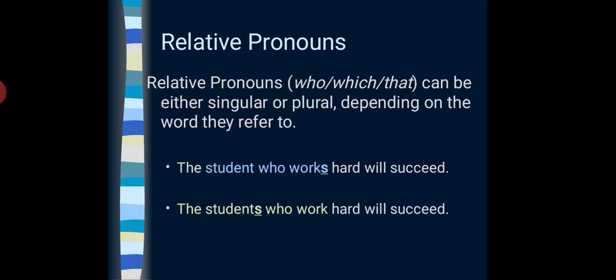Now let's see the relative pronouns. Relative pronouns who, which or that can be either singular or plural depending on the word they refer to. Like relative pronouns who, which and that, these can be singular, these can be plural, but it will depend on what they are referring to.